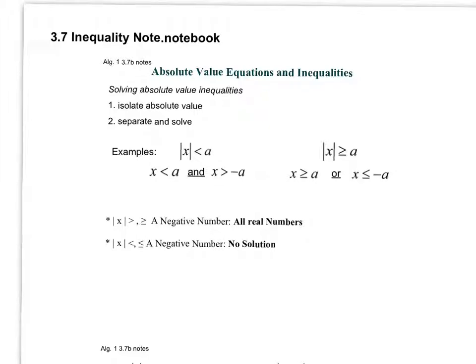All right, Algebra 1 students, welcome to your 3.7 notes on inequality. Hopefully you enjoyed the music because 650 million of you do. Either that or you just watched the video for the heck of it.